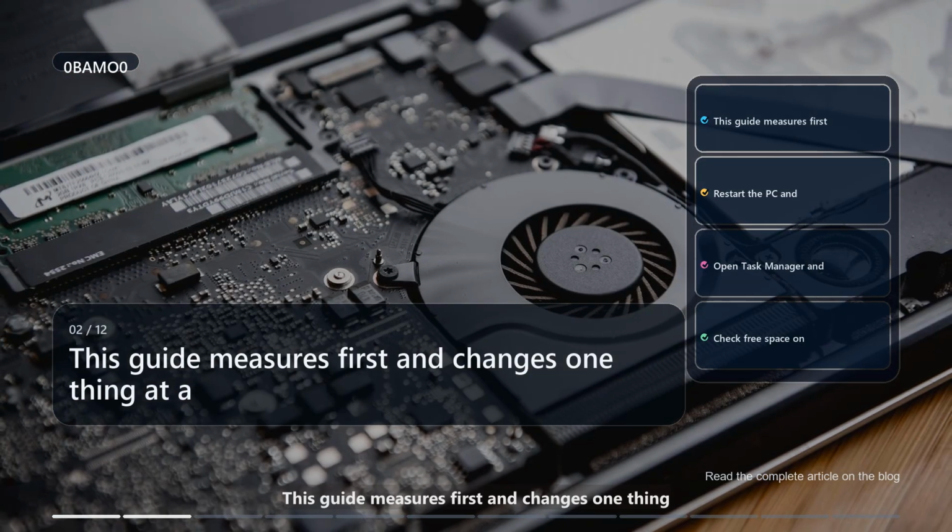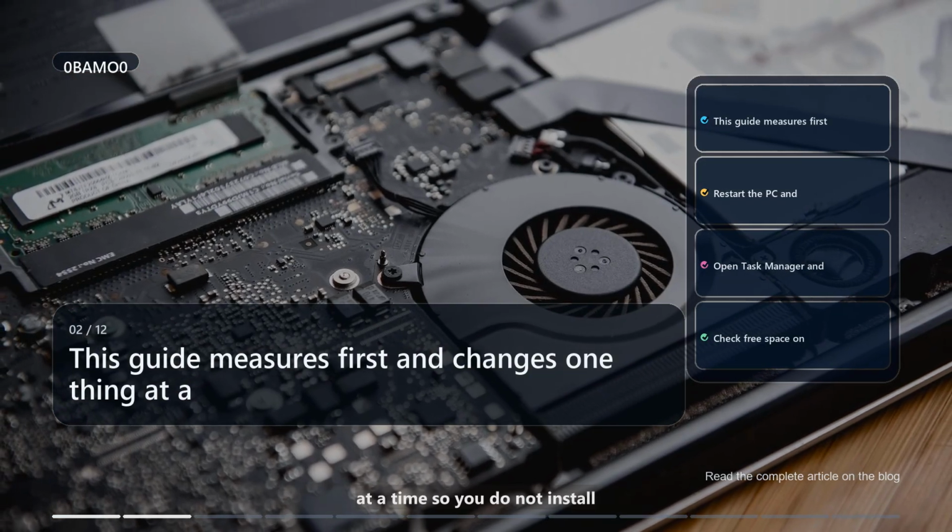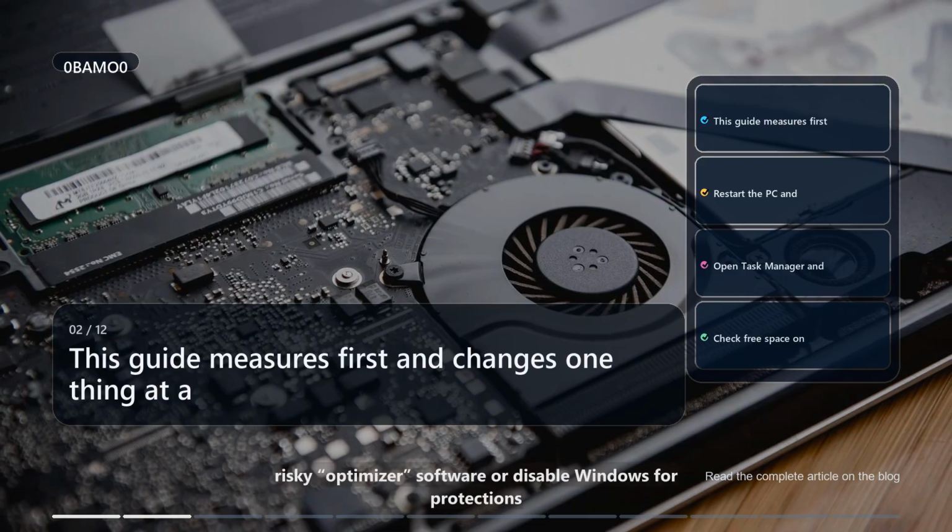This guide measures first and changes one thing at a time, so you do not install risky optimizer software or disable Windows protections for a temporary benchmark gain.